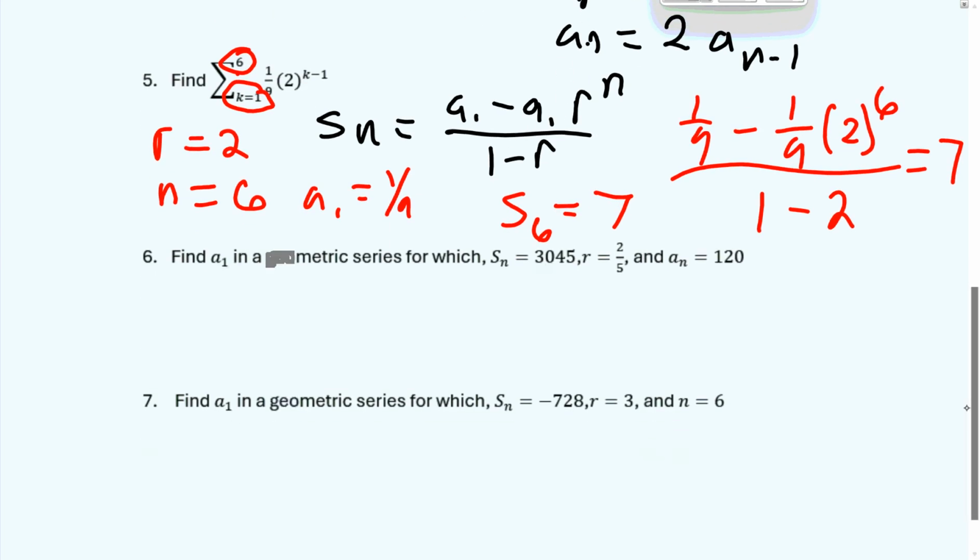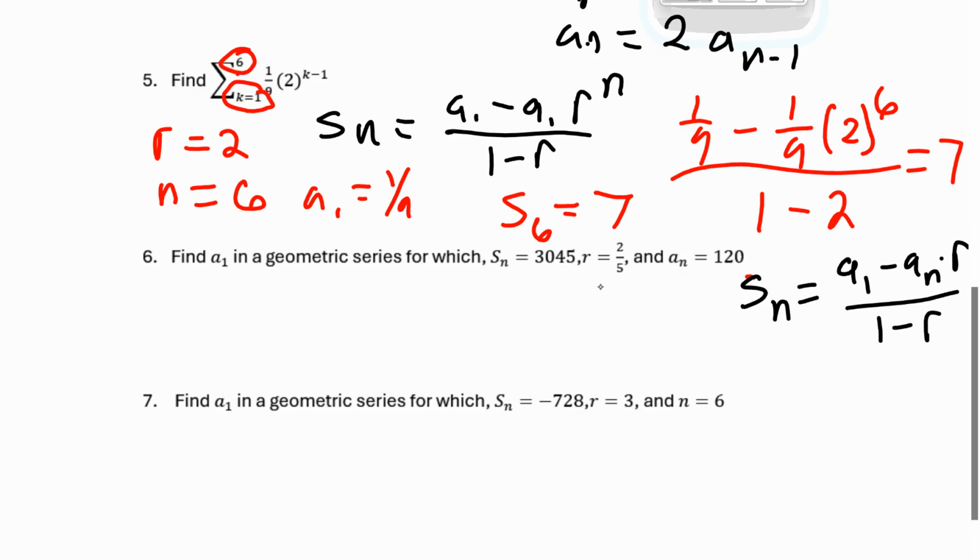Okay, on this next one, we are finding A sub 1 when we have S sub n, and our R. So it's a little bit different than this formula. The formula I'm going to use for this one would be S sub n equals A1 minus A sub n times R all over 1 minus R. Okay, so a little bit different. Manipulate this a little bit.